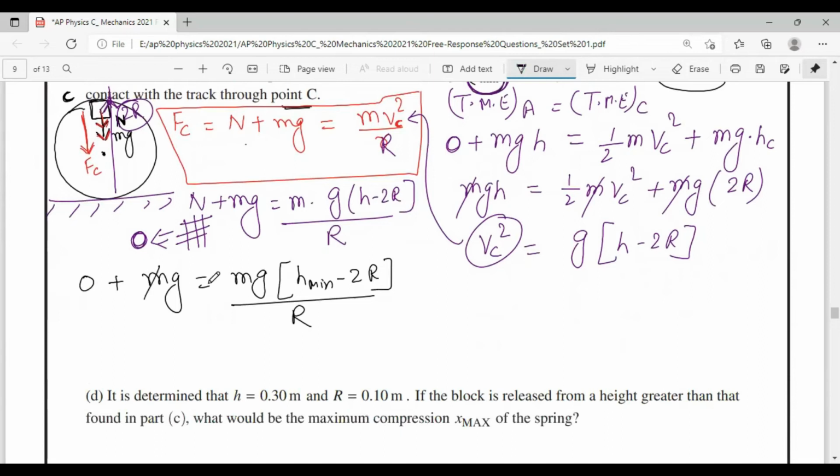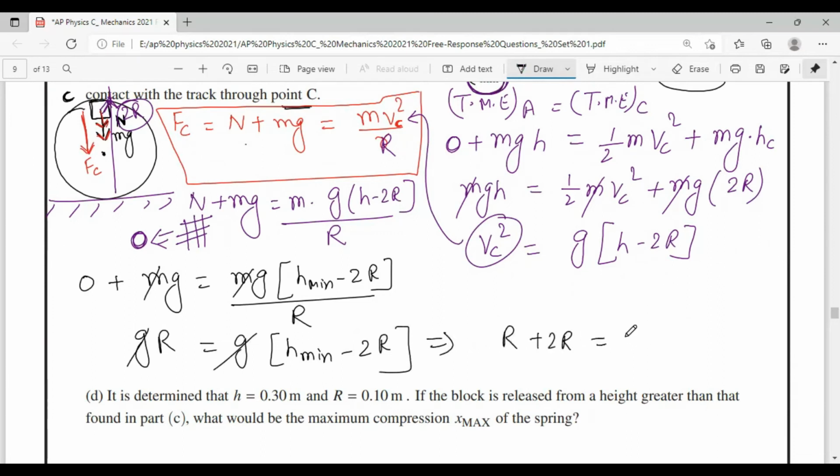See, this m and m will get cancelled out. So we have to find h minimum. So gr is equal to g into h minimum minus 2r. g and g also get cancelled out. So r plus 2r is equal to h minimum.